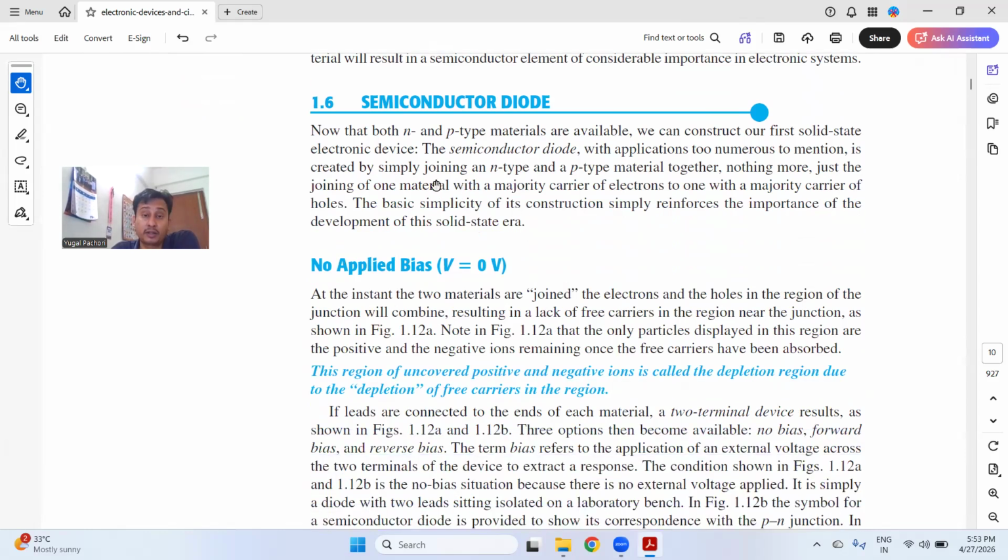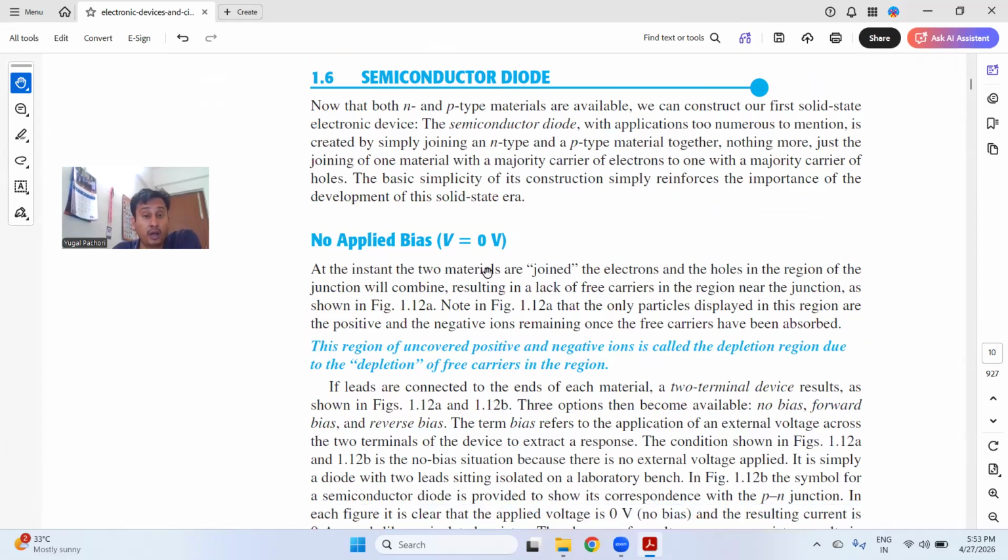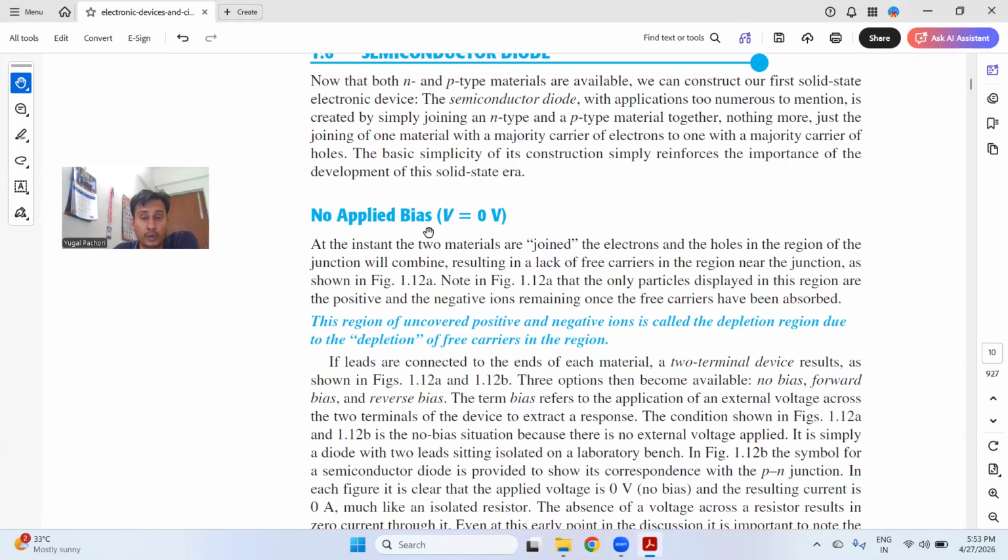Now, what is this device? It is a device that is formed with the p-n junction. When the two materials, p-type and n-type, come in contact with each other, they are diffused such that they form a device that is known as a diode. A diode is a device which has two terminals. One is p-type and the other is n-type. And the diode works in three modes. One is no bias. When no voltage is applied to the diode, it is called no bias.